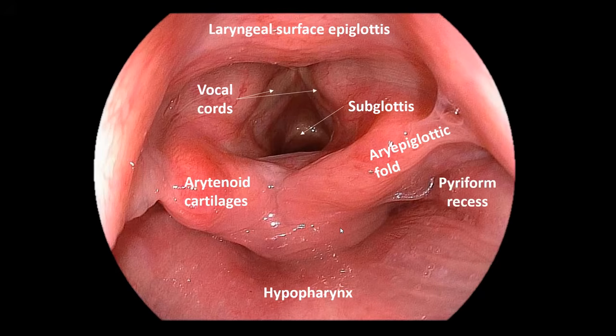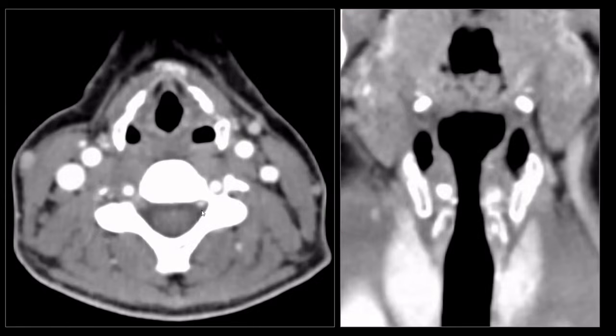With all this in mind, let's take another look at our images and try to visualize all these structures. So once again, we see the laryngeal inlet over here with the piriform recesses or piriform sinuses located on both sides.